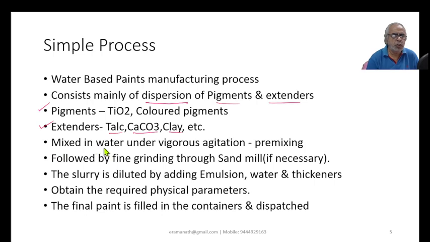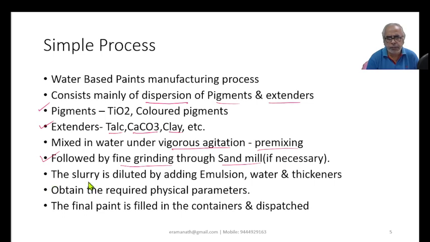Then, mixed in water under vigorous agitation. So this is called the pre-mixing stage. All these pigments, extenders and part quantity of the emulsion should be mixed under vigorous agitation using a proper premixer or premixing unit, followed by fine grinding, preferably using a sand mill. We have different machinery based on the requirement of the type of paints.